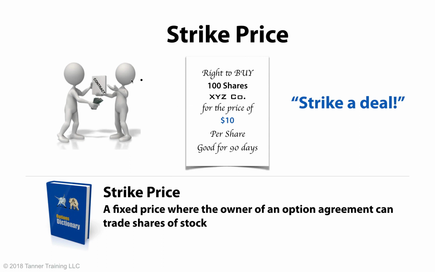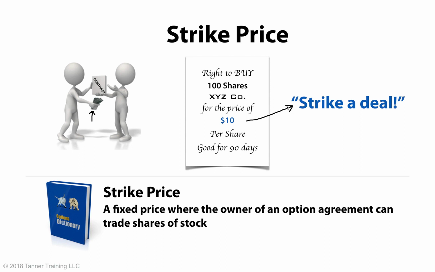So here, these guys say, hey, I'm going to make you a promise, and I'm going to pay you a premium. And they shake hands on it, and they strike a deal. And so in this case is, hey, I'd like the right to buy 100 shares of XYZ for the price of $10 per share. This is the strike price. That's what it is. And of course, the term is 90 days. So, with all these different things moving around, it can be a little challenging at first to understand what is what. So the premium is how much they paid for the contract.